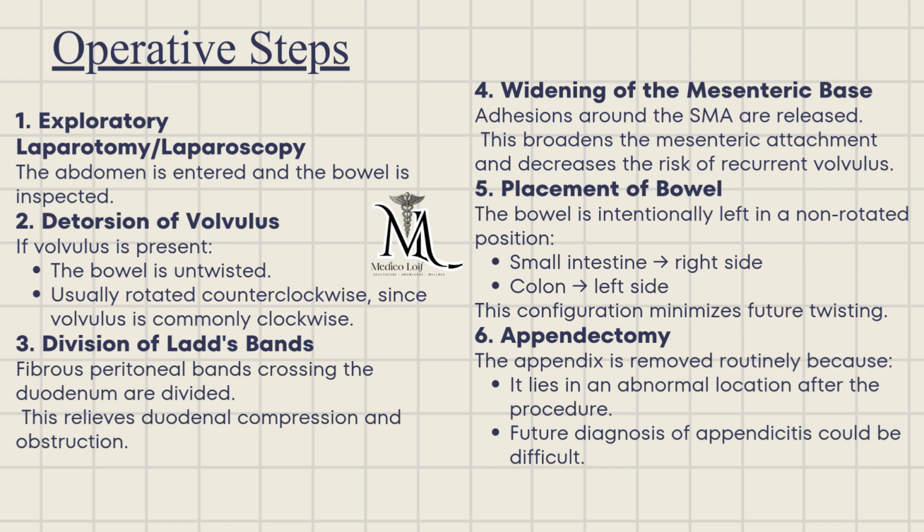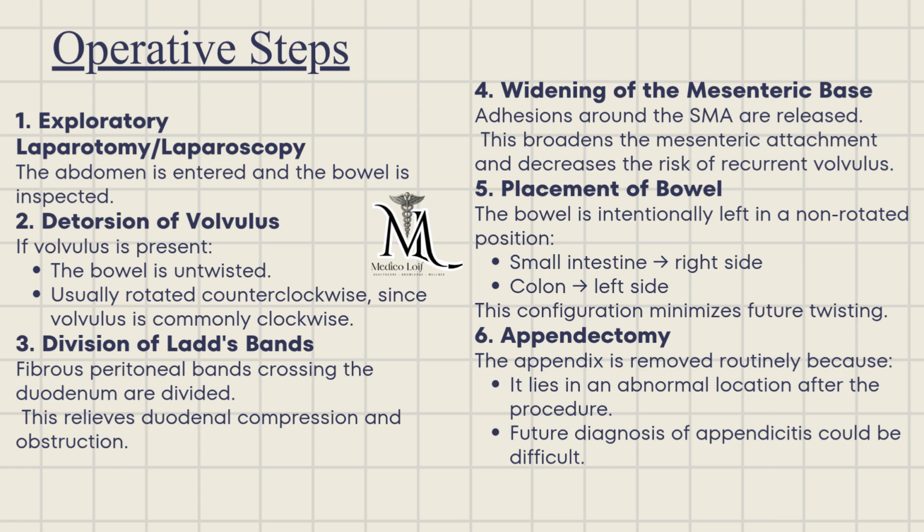Operative steps. 1. Exploratory laparotomy or laparoscopy. The abdomen is entered and the bowel is inspected. 2. Detorsion of volvulus. If volvulus is present, the bowel is untwisted, usually rotated counterclockwise, since volvulus is commonly clockwise. 3. Division of Ladd's bands. Fibrous peritoneal bands crossing the duodenum are divided. This relieves duodenal compression and obstruction.